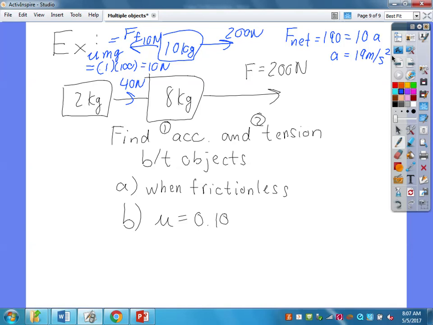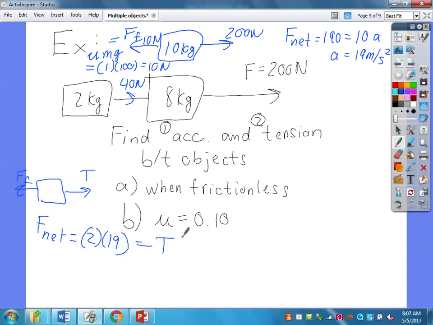So let's figure out what happens down here. Some people might go, wait a minute, no, it's not going to come out the same. 2 times 19 is 38. You're forgetting something. This 2 kilogram block now feels friction. So we have tension to the right, but a frictional force back to the left. So now this would be F net equals 2 times 19. That is correct. It still accelerates at 19 meters per second squared.